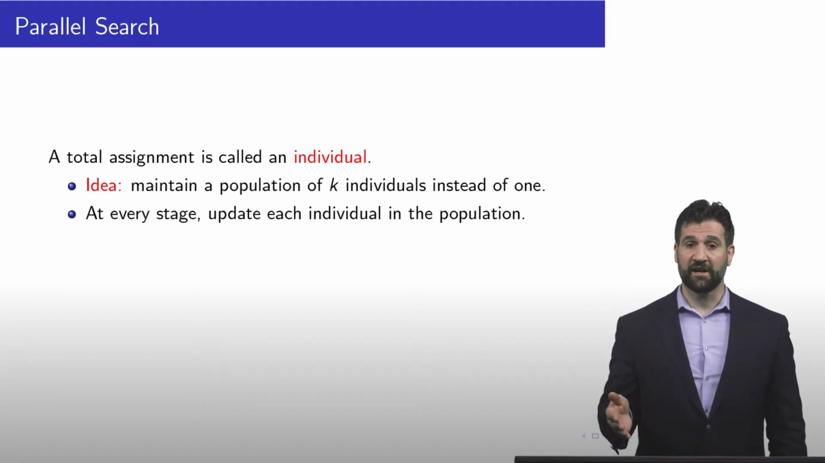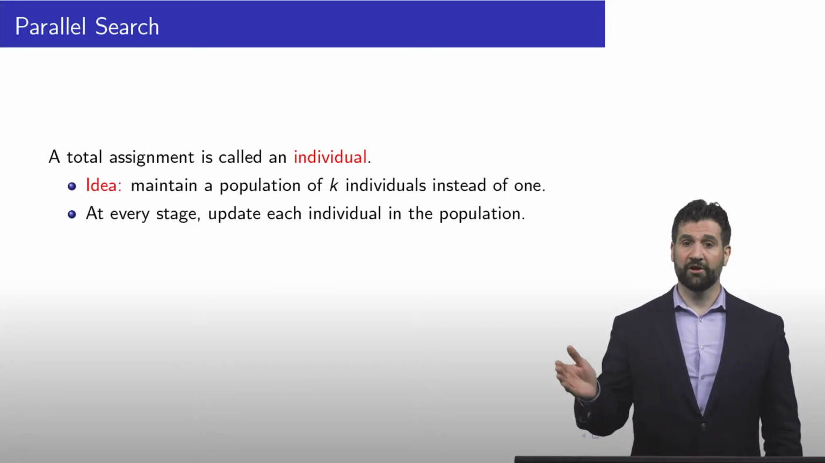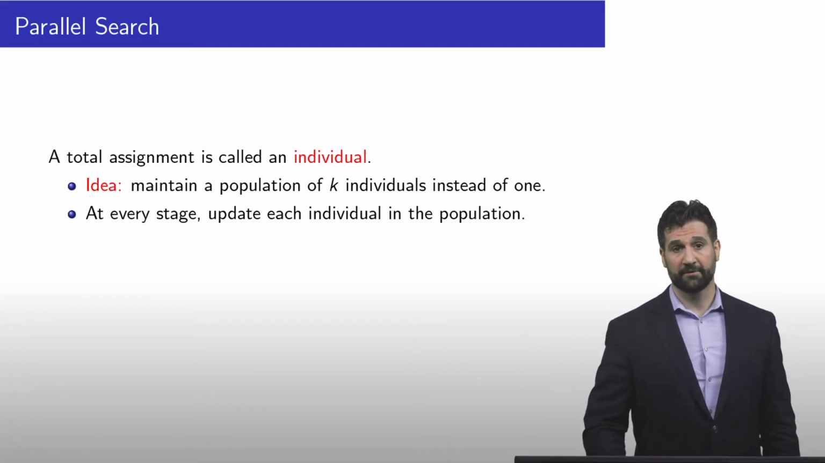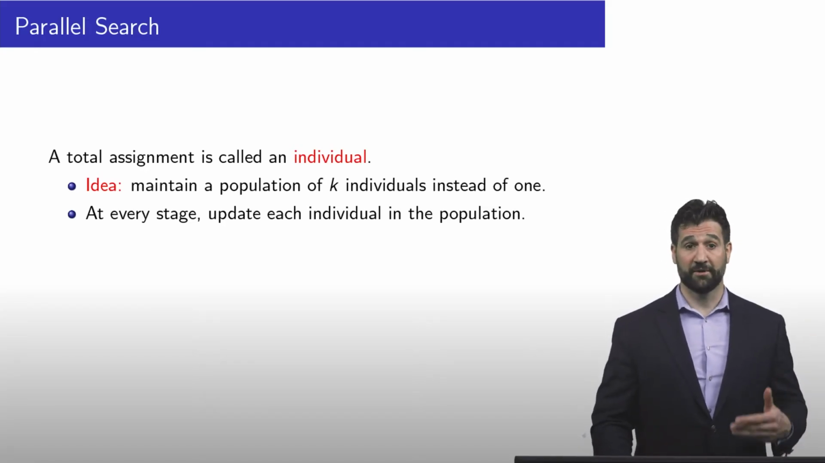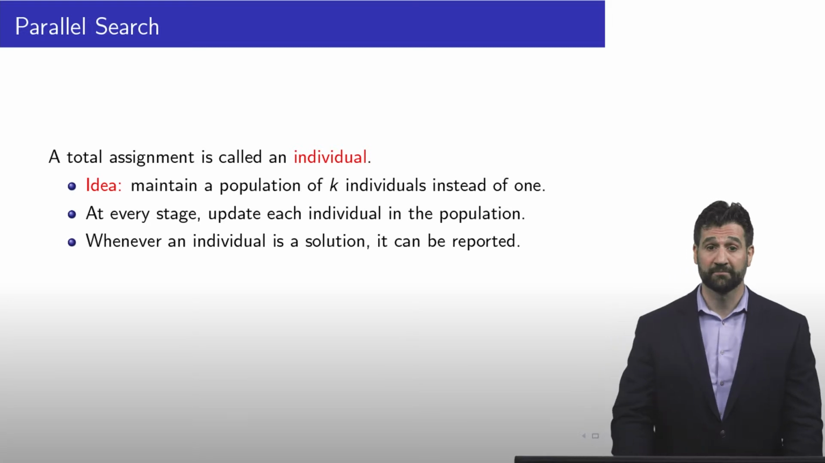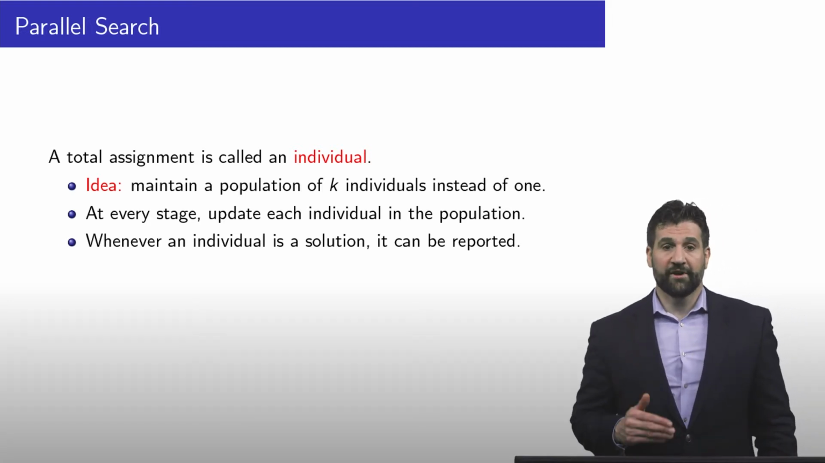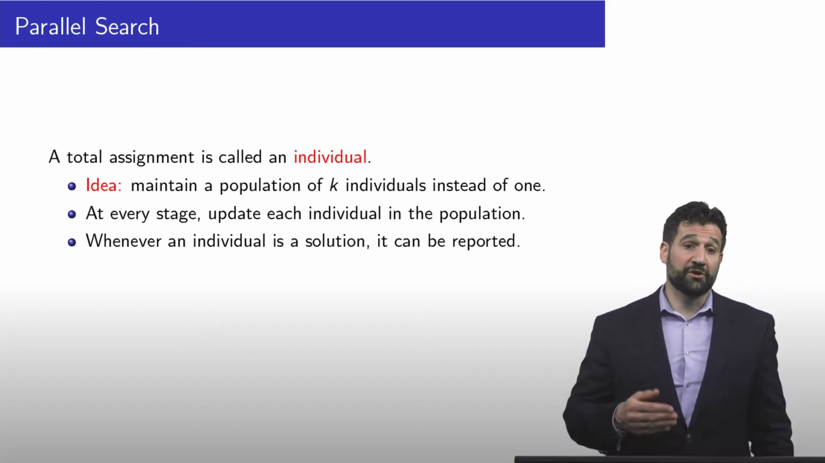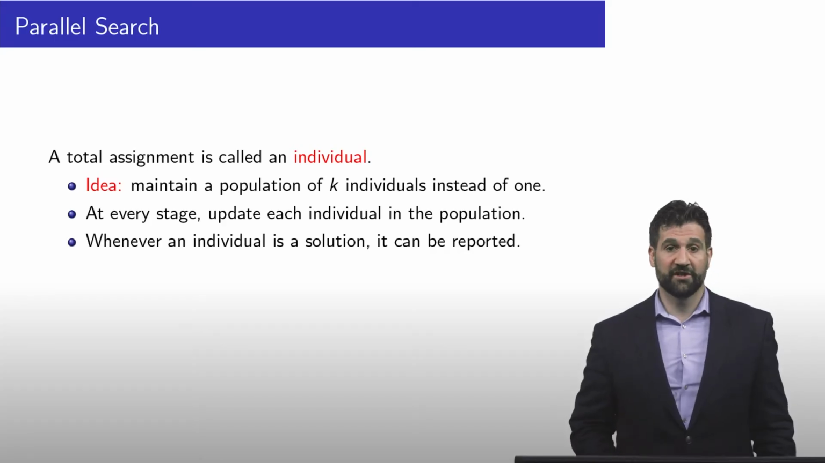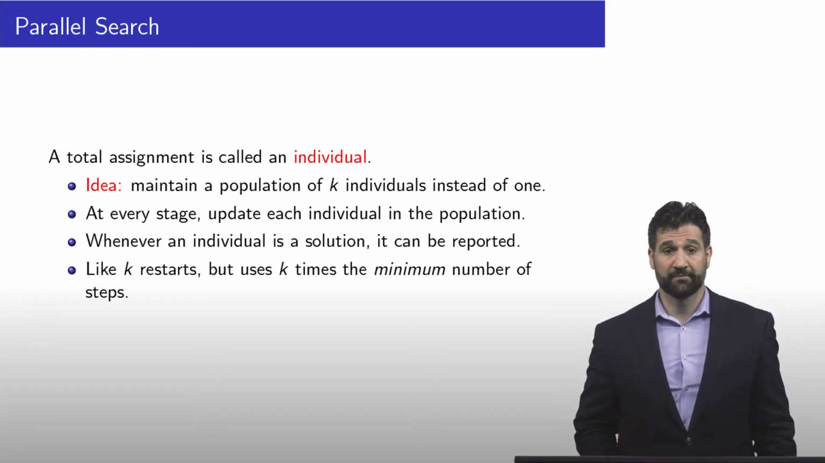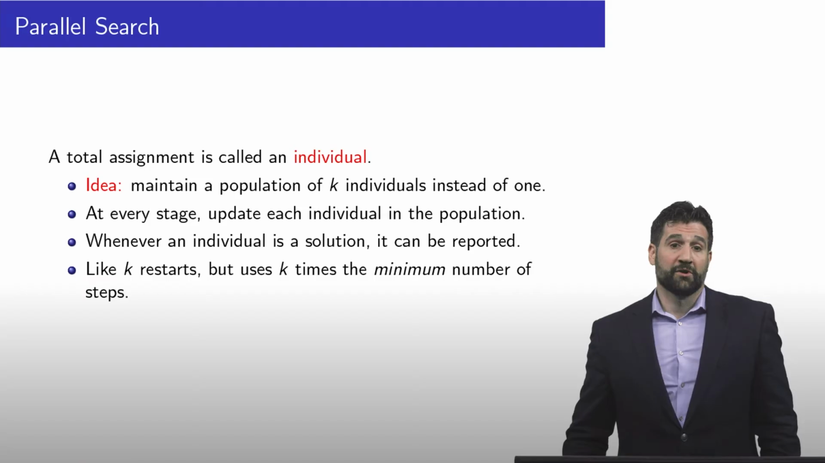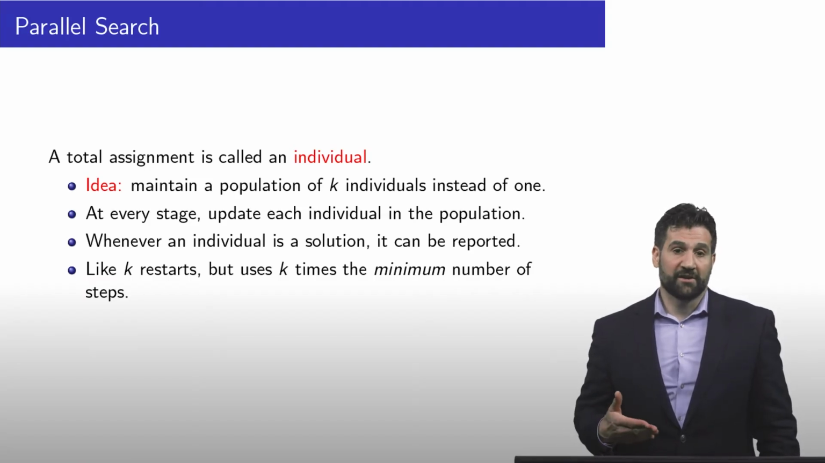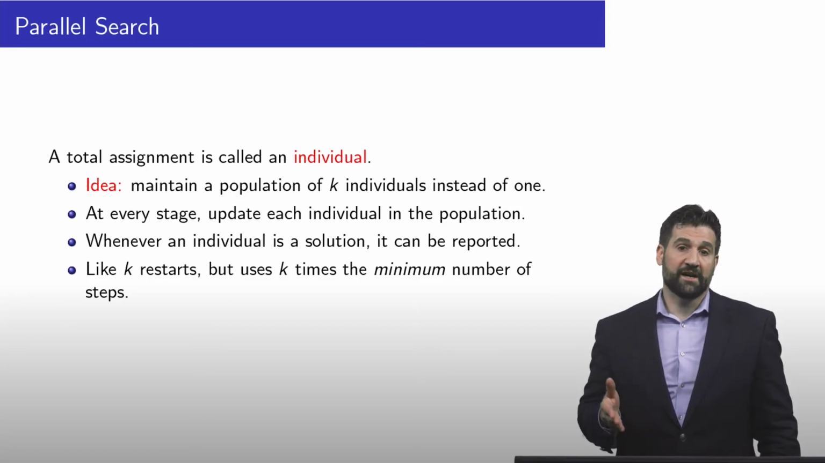And at every stage, we are going to update each individual in the population. This is often called a population-based method. And whenever an individual is in a solution, we can report this. So we can significantly speed things up this way. This is kind of like having k restarts, but we use k times the minimum number of steps instead.